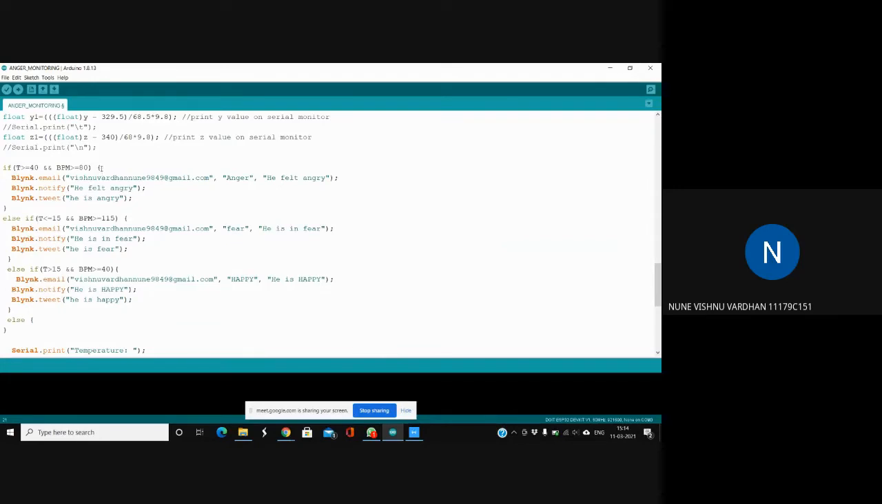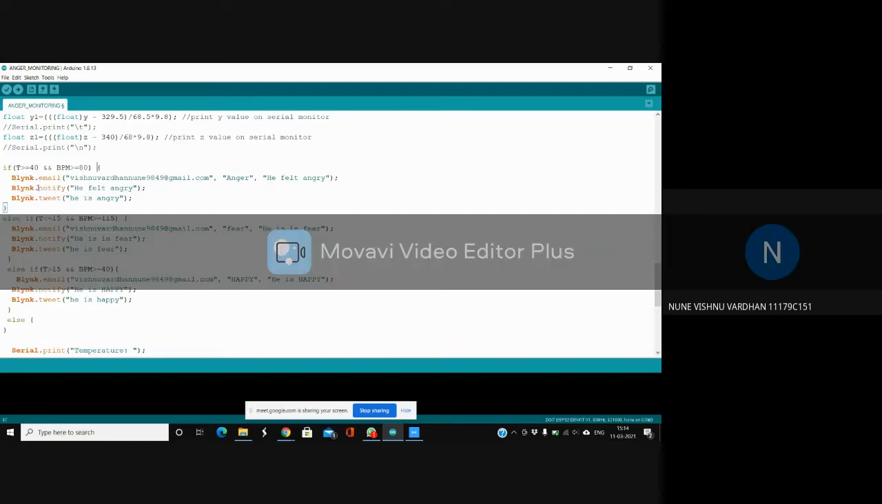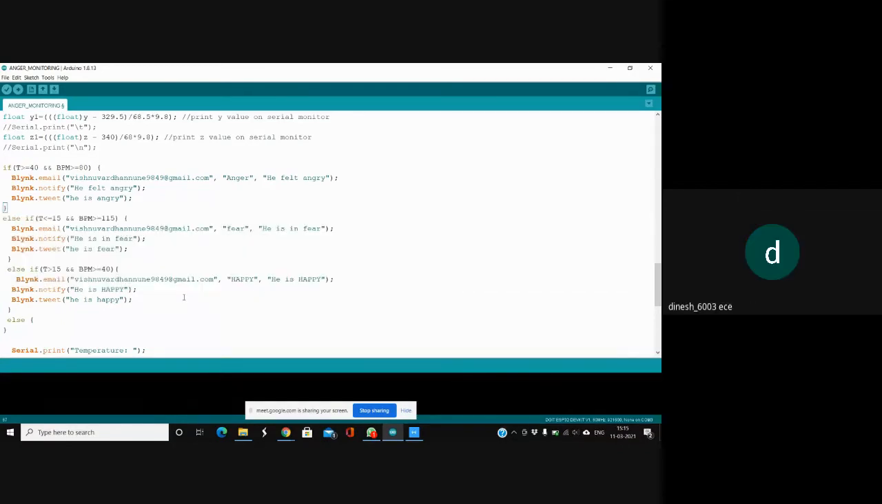And this is the main block, sir. These are the conditions: temperature greater than or equal to 40, BPM greater than or equal to 80. And this is the email where we will get the notification, and this is the Blynk notify. We can also get the notification by Twitter, sir. Is this email ID that is given can be altered? Yes, sir. We can alter it, sir.